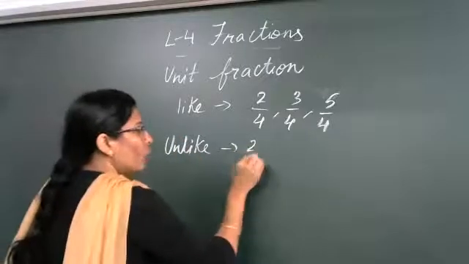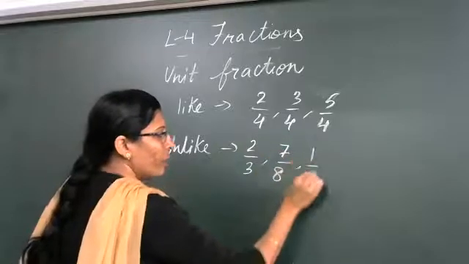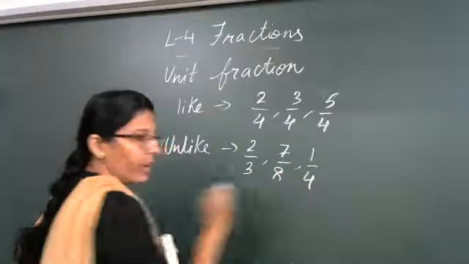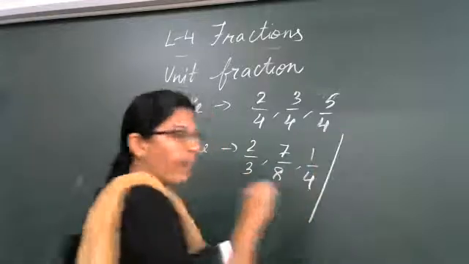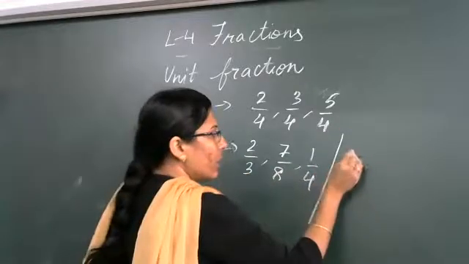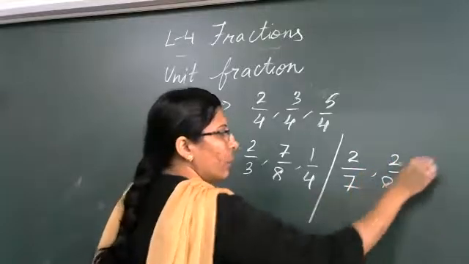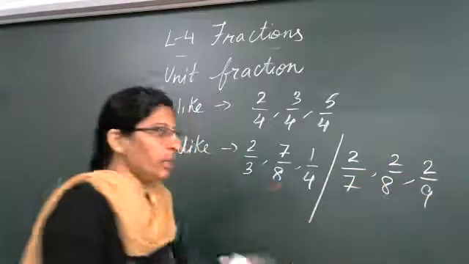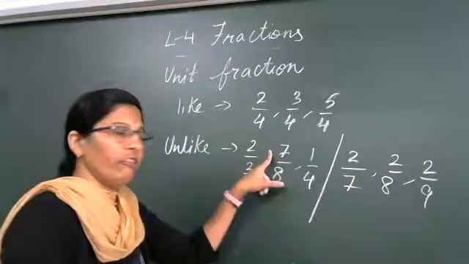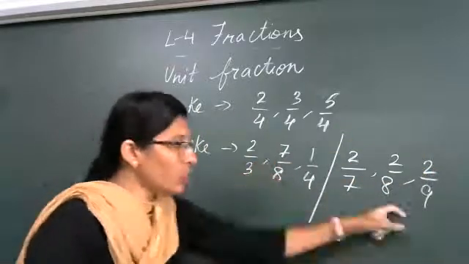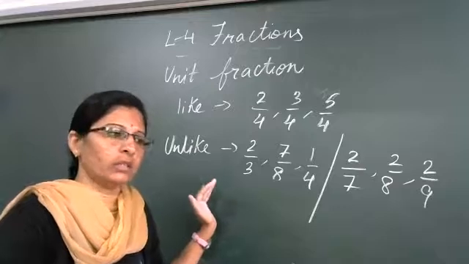So here 2 by 3, 7 by 8, 1 by 4. See here, the denominators are different. They are unlike fractions. In unlike fractions, the numbers like 2 by 7, 2 by 8, 2 by 9, the numerator can be the same or different, but the denominator should be different. These are unlike fractions. Got it?